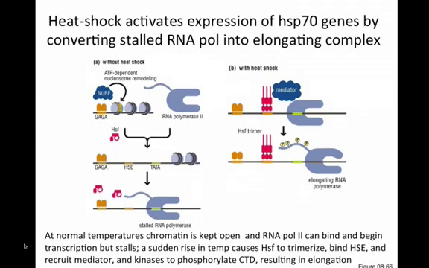Okay? So normally chromatin's kept open, RNA polymerase can bind and begin transcription, but it's at this stalled state. And the rise in temperature is what causes trimerization of heat shock factor. Binding to the heat shock element recruits mediators and kinases to phosphorylate the C-terminal domain, because remember that's involved in elongation, and then you get elongation. That's just one example of regulation of gene expression at the elongation point of transcription.